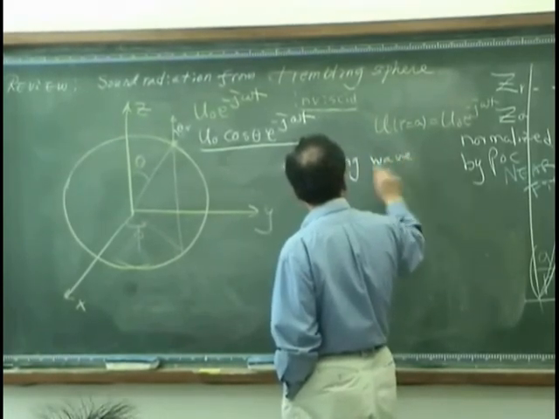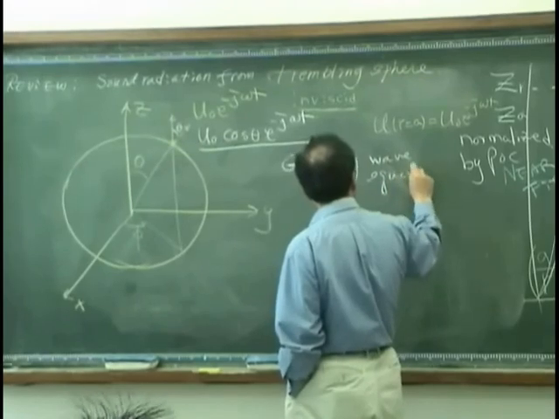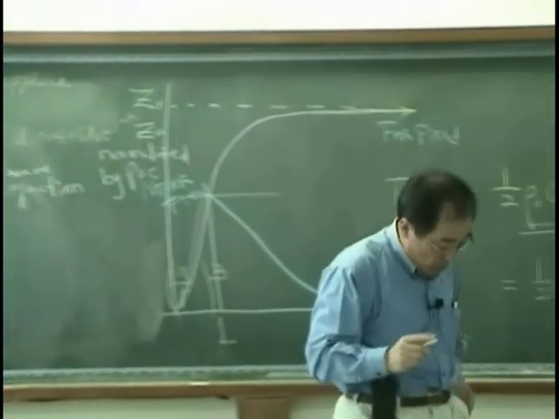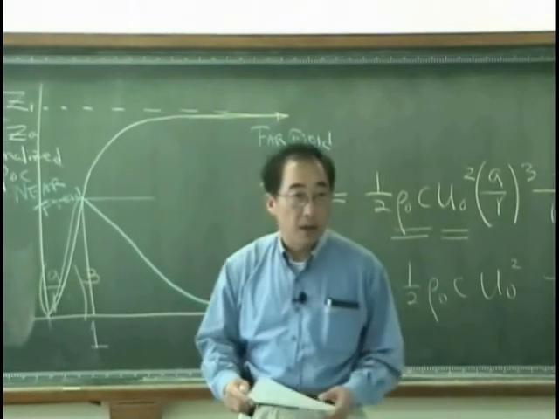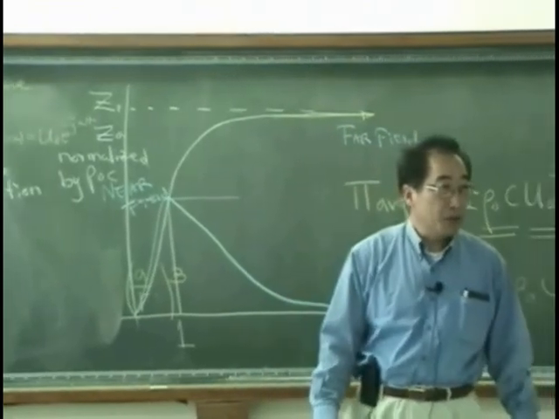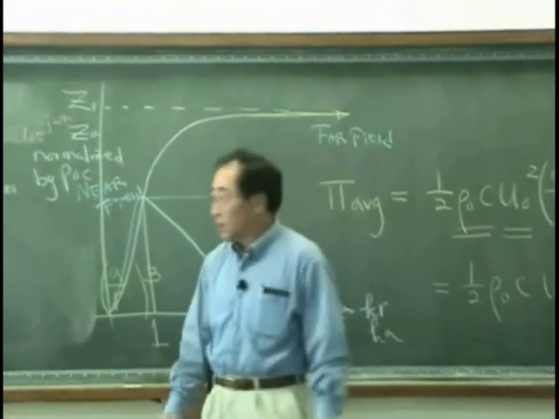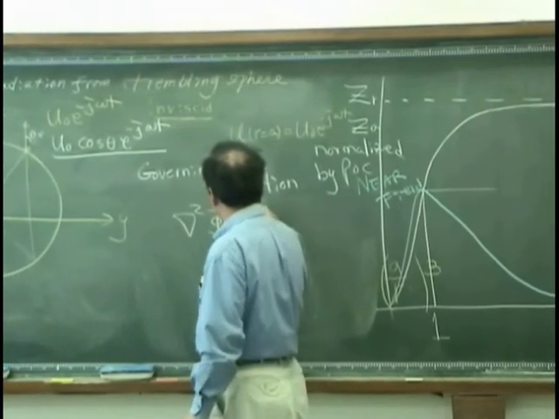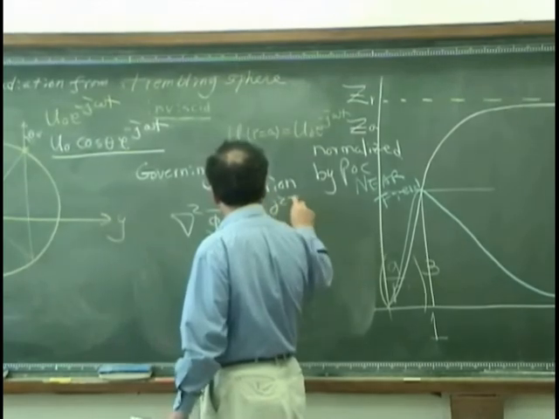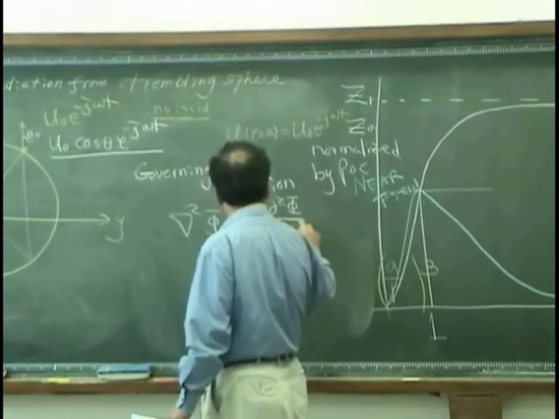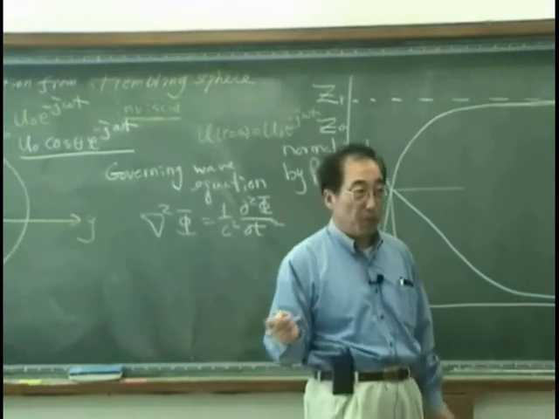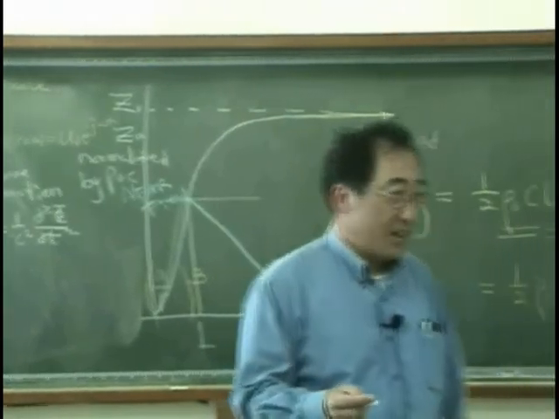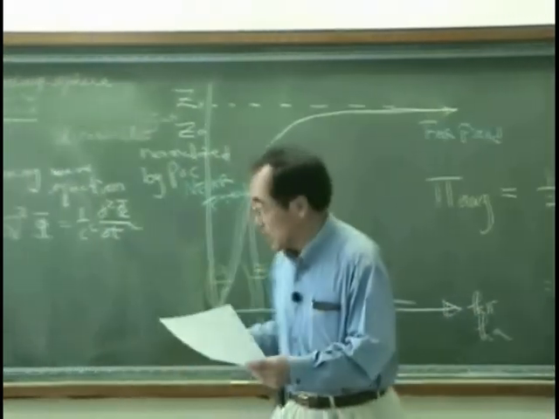The governing wave equation has to be written in polar coordinates. That I cannot remember. Well, can anybody remember the governing equation in polar coordinates? In other words, can anybody remember the Laplacian in polar coordinates? I respect him. So let's look at what was written in the text.